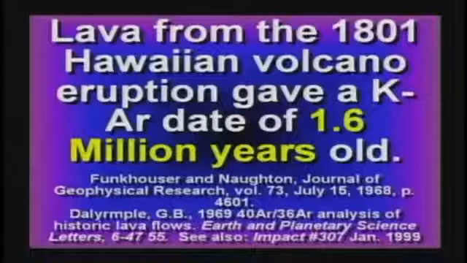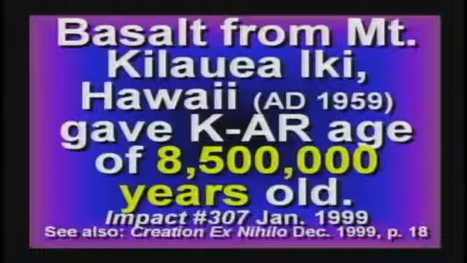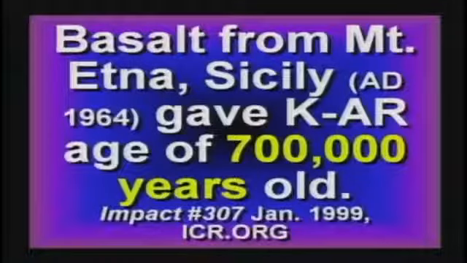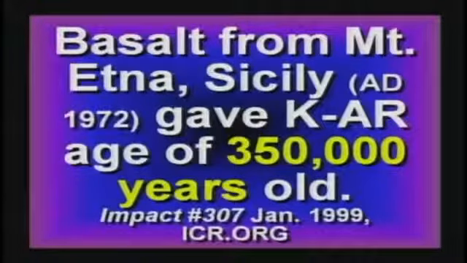When they tested lava from a Hawaiian volcano, they knew it erupted in 1801. The people watched it happen. That's the lava flow that covered our village, you know, 1801. It gave an age of 1.6 million years old. That's in 1968. Let's see if it gets better. Basalt from a volcano in Hawaii erupted in 1959. When they tested it, it gave an age of 8.5 million years old. Another volcano in Mount Etna from the 1964 eruption gave an age of 700,000. The 72 eruption gave an age of 350,000. It was erupting when I was over there in 2002, I believe.